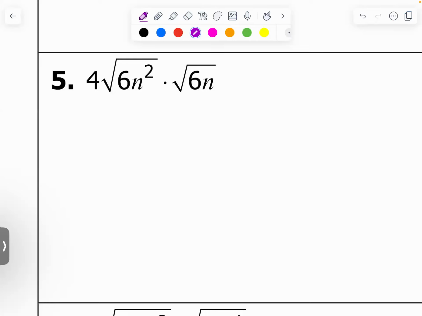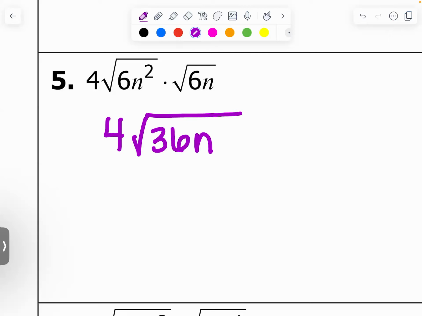All right, now in number 5, we got some variables. Oh no. We'll be fine. Okay, does the process change? Because you have to split the variables. But does the process of multiplying outside, multiplying inside change? No. So when we multiply on the outside, what's on the outside? 4. When we multiply the inside, we get 36 n cubed.